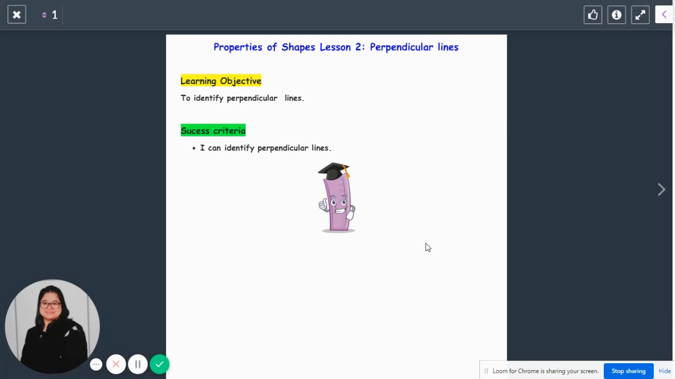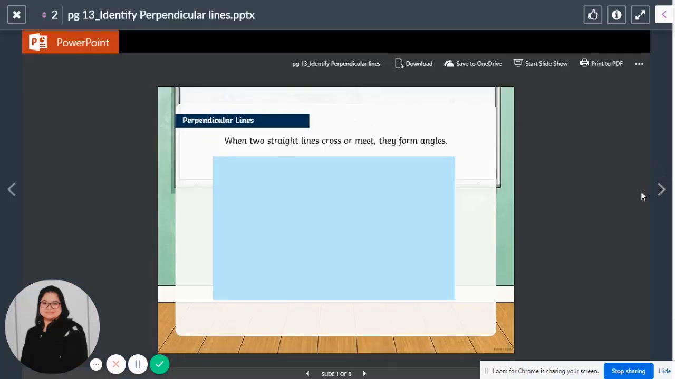Hello, children. Our topic for today is perpendicular lines, and our objective is to identify perpendicular lines. When two straight lines cross or meet, they form angles. You can see these angles which are formed by these two lines, which are meeting at this point. All right?